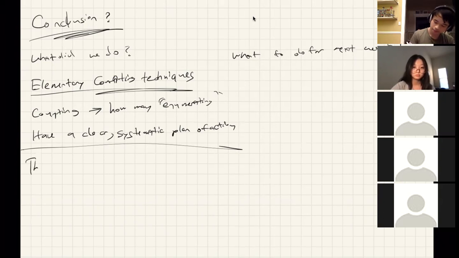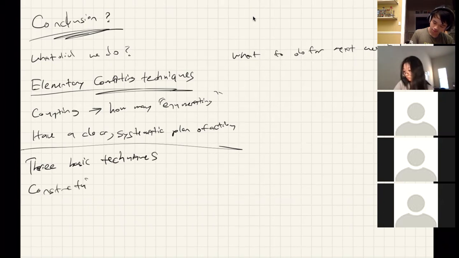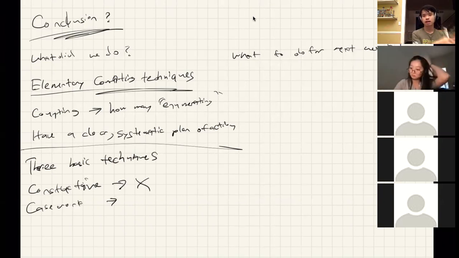So the three basic techniques are constructive, where you're constructing one component of the item that you're counting at a time, and you're multiplying several numbers together to get your final answer. So multiply. You can do casework, where you're splitting what you're counting into different sets that you can count on their own. So this is about adding.